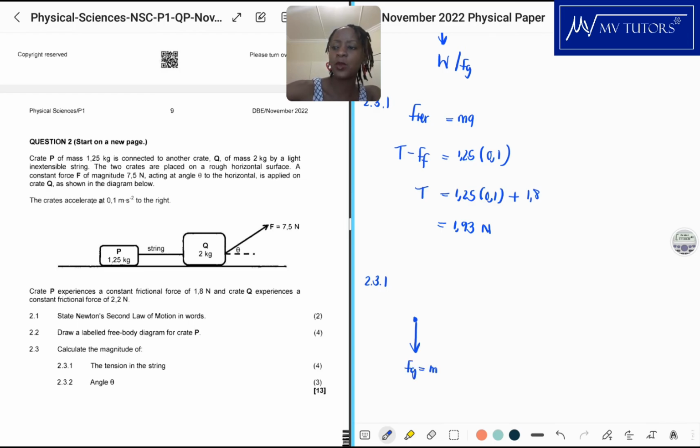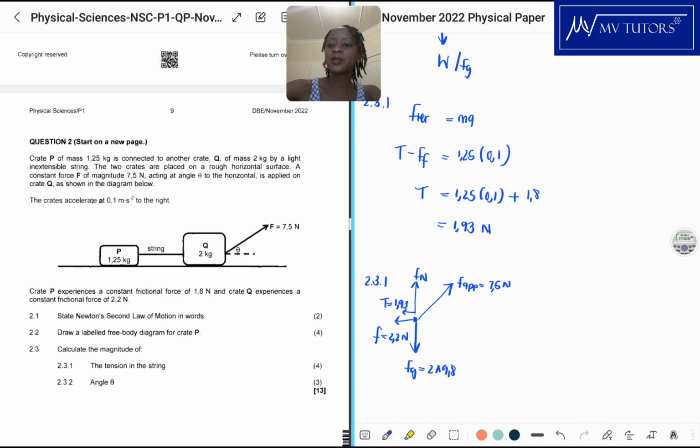So we have the mass. Let me just write down everything. We have the mass and gravitational acceleration. Then you get your normal force. And then you have the friction force, which I'm just going to put as small f for friction, which is 2,2 Newton. And then there's also the tension force. Oh, no, it's actually less, so let's not draw a bigger arrow. So tension is 1,93. And then we have the applied force, right? So this force applied is 7,5 Newton.